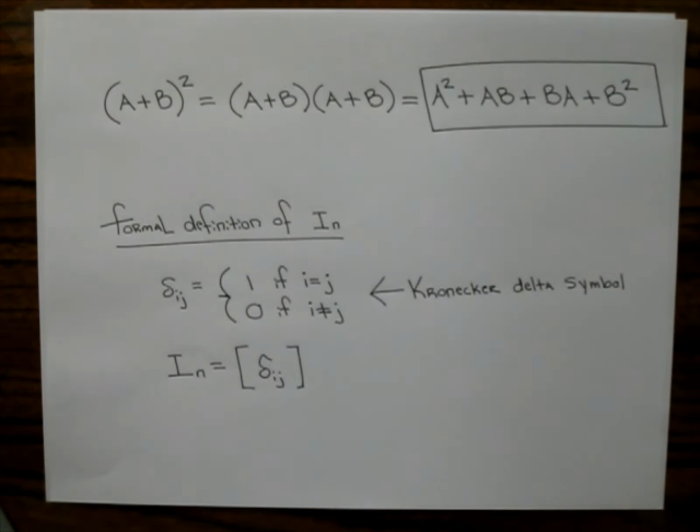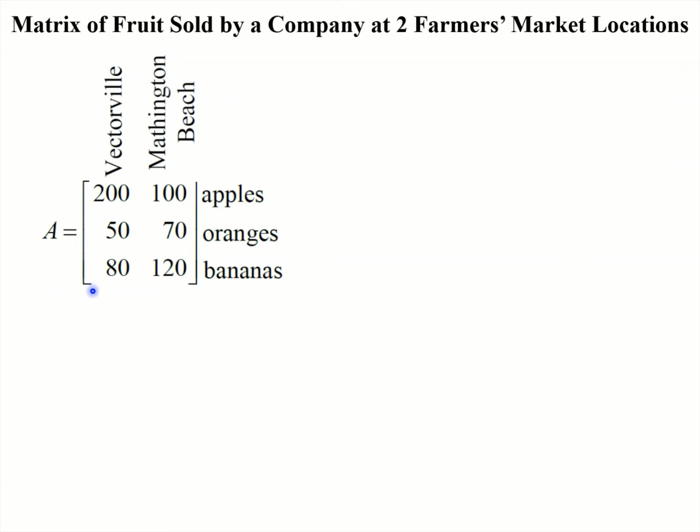First application of matrix multiplication happens to be something that you can use in the business world. This matrix right here, which is a 3 by 2 matrix, represents the fruit sold by a company at 2 farmers market locations. The two locations are Vectorville and Mathington Beach. At Vectorville, they sold 200 apples that day, 50 oranges, and 80 bananas. Meanwhile, in Mathington Beach, they sold 100 apples, 70 oranges, and 120 bananas. So this matrix holds how much stuff was sold and what kind of things were sold at each location.